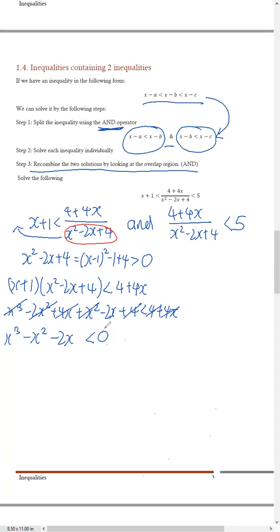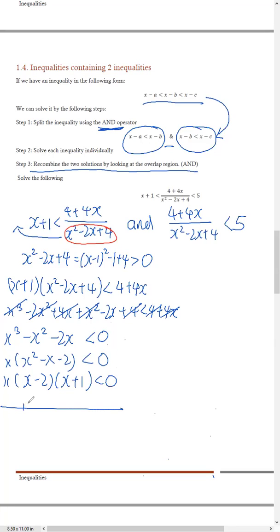Try my best to factorize this. Take out the x first, and I can continue to factorize this. Draw my number line. It will be minus 1, 0, and 2. Put in my test value for the first region: positive, negative, positive, negative. So I need x less than minus 1 or x between 0 and 2. This is my first inequality.